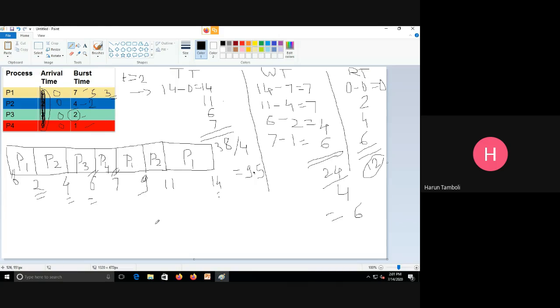Take 5 processes P1, P2, P3, P4, P5, and take arrival time as 0 by default, and burst times 9, 5, 4, 7, 10. And time slot 3.